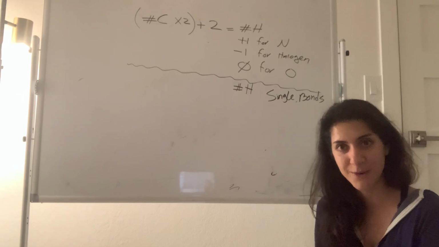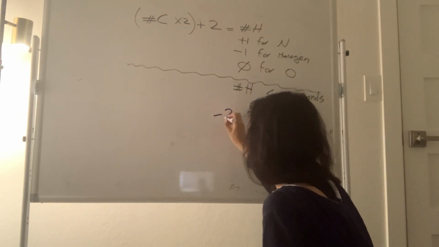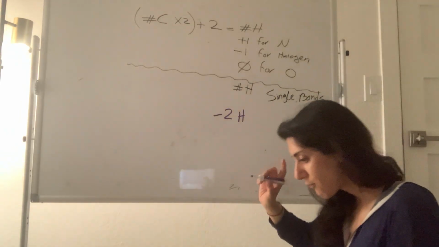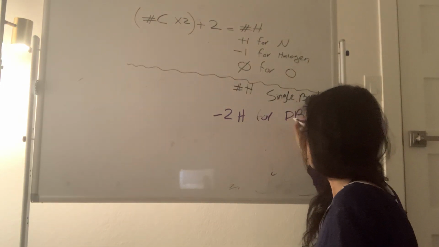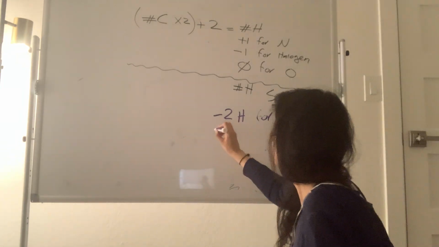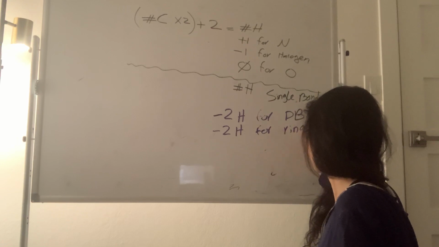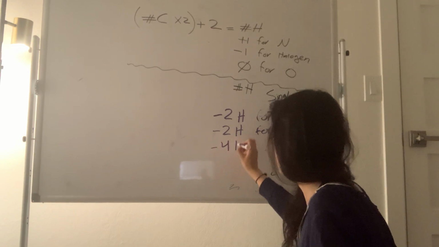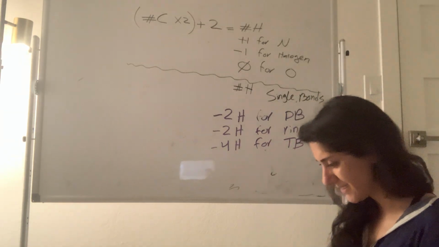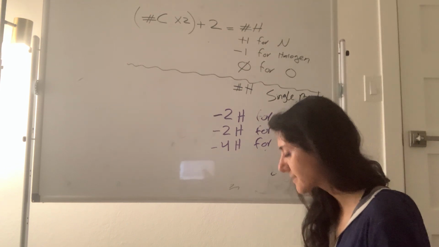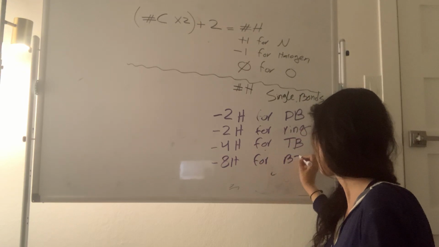So are you following me? Okay. Then, here is the deal. You subtract 2 hydrogen for each double bond. You subtract 2 hydrogen for each ring. You subtract 4 hydrogen for each triple bond. Okay? And lastly, you subtract 8 hydrogen for a benzene ring.